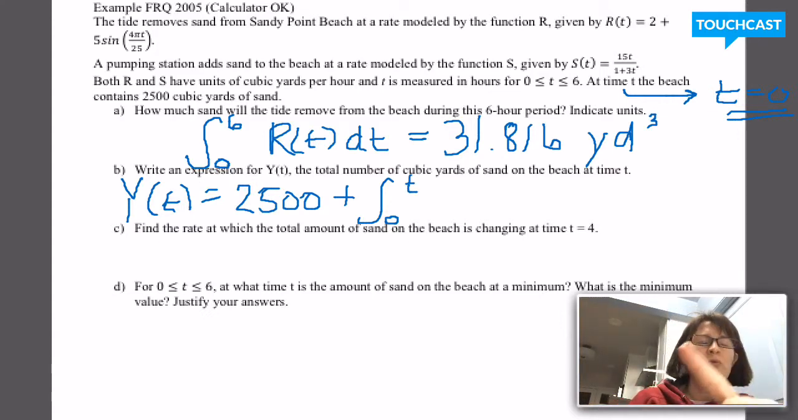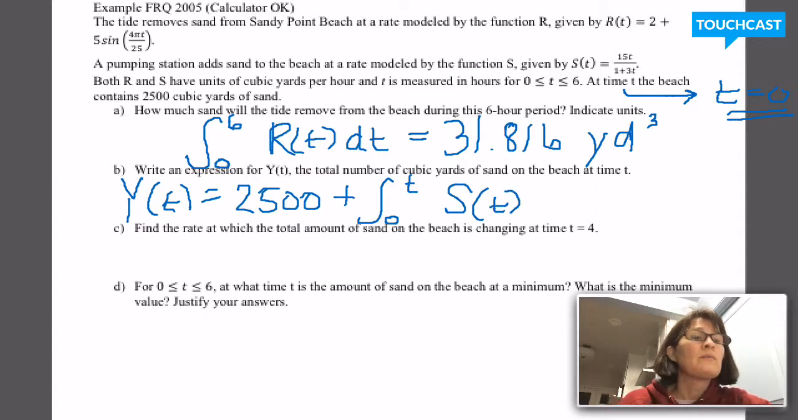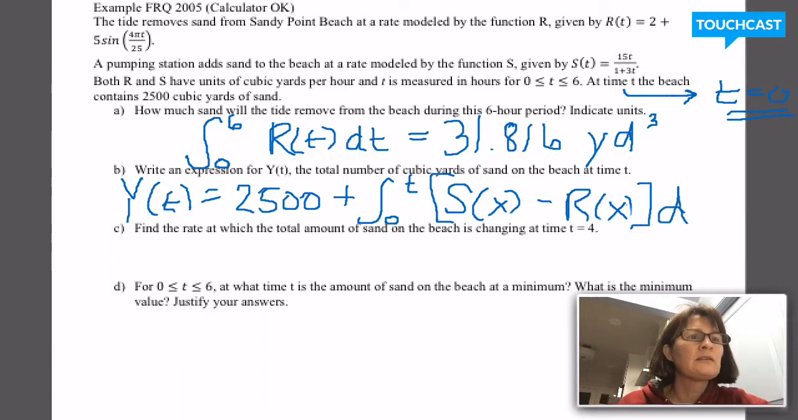There's a couple ways you could do this. I'm going to write it with one integral, and then I'll show you how you could write it with two integrals. The rate at which sand comes in is s of t. So sand is being added to the beach at the rate s of t, and the sand is being taken away at the rate r of t. So that could just go in big brackets here. Whoops! Look what mistake I made. That can be anything but t. Just pick your next favorite variable. So x: s of x minus r of x dx. So y of t is 2,500, the amount of sand that we started with, plus the integral from 0 to t of s of x minus r of x dx.